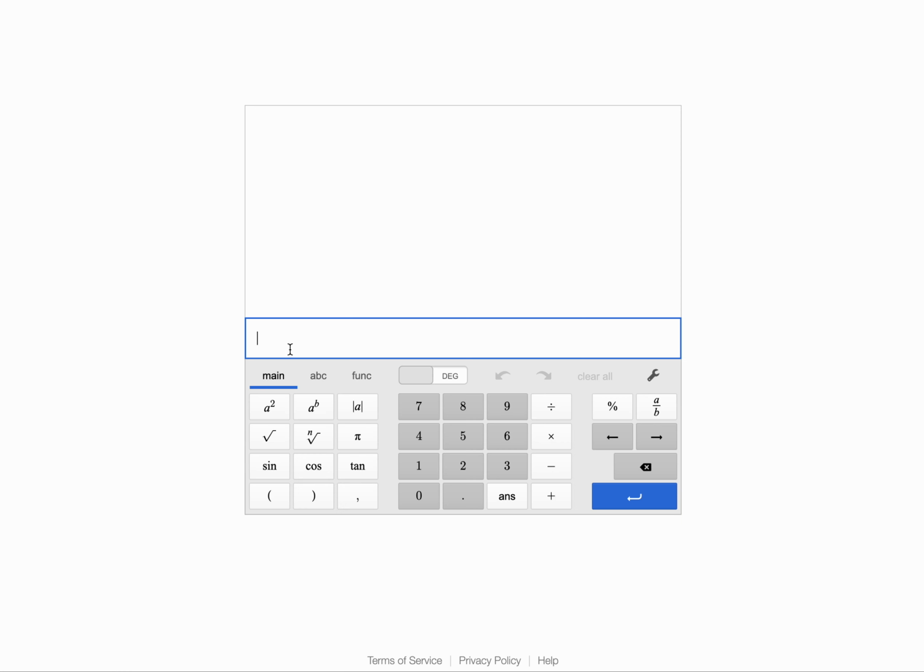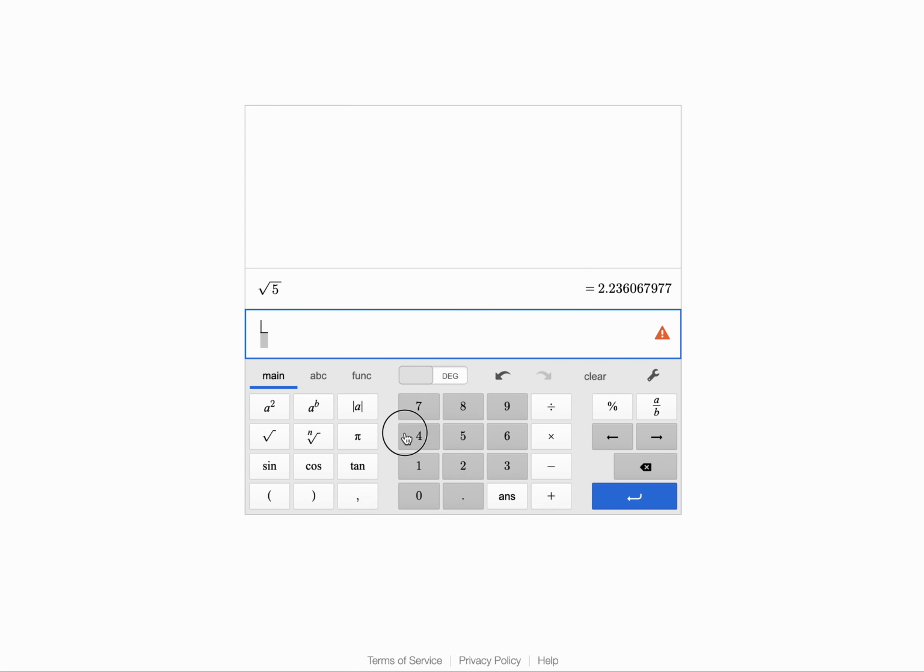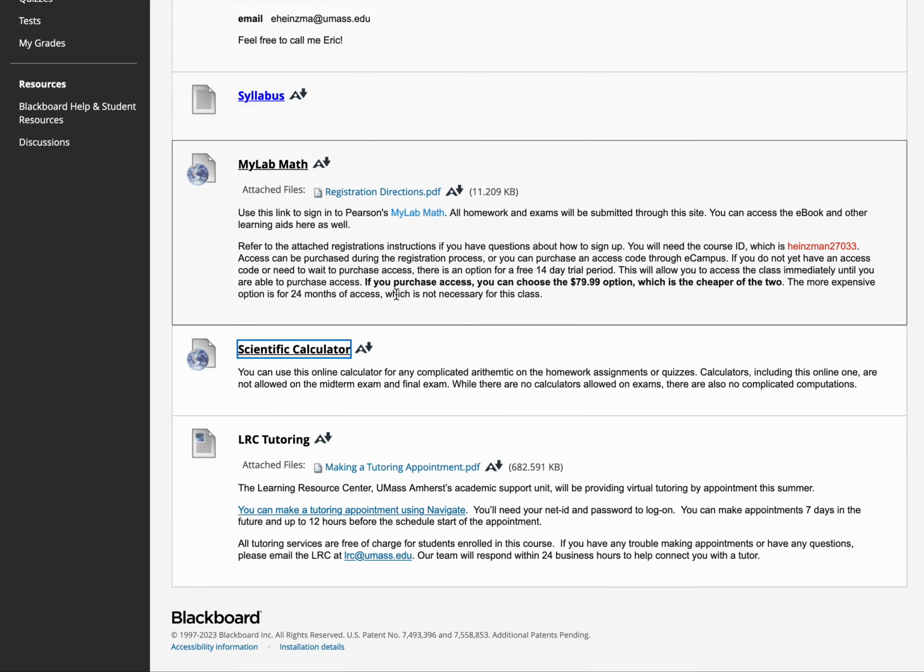So for the scientific calculator, all the computations that we do, this will be very helpful to do those. So if you need to take the square root of a number, you can just do that right in here. This can do very complicated expressions. So you can have a fraction with several numbers in the top divided by whatever else you need, and you get a number here. So this will be very useful. You don't actually have to purchase a calculator. I'm going to go back to the course in Blackboard.